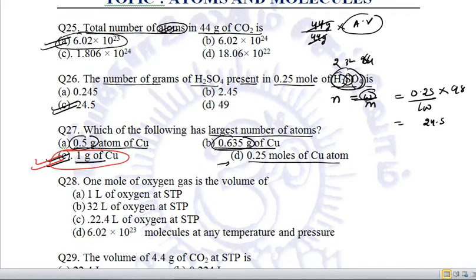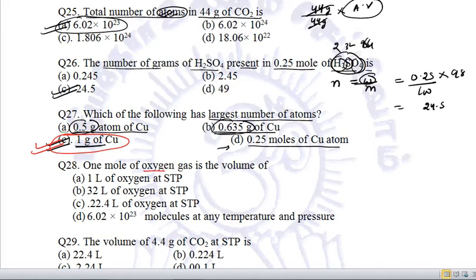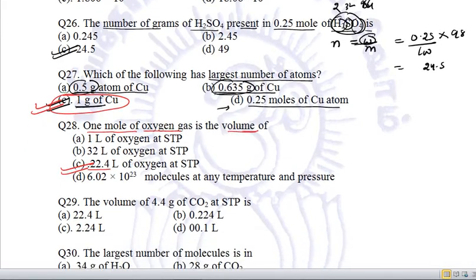Coming to the next question. 1 mole of oxygen gas is the volume of. Now this we know is a standard thing. I specially told you in the previous class, you need to learn it, that 1 mole of any gas is the volume of 22.4 liters of that gas at STP. So C is the right answer. Got it?